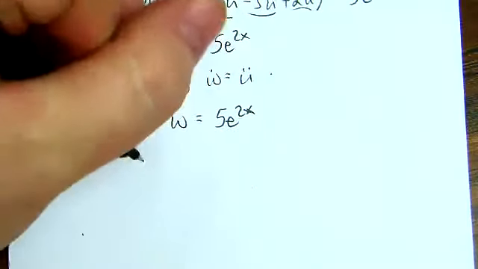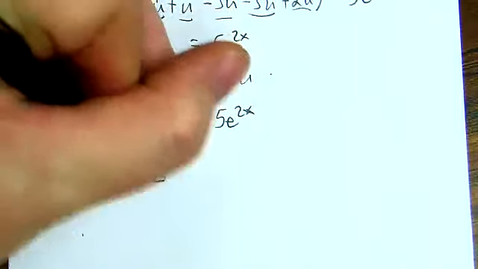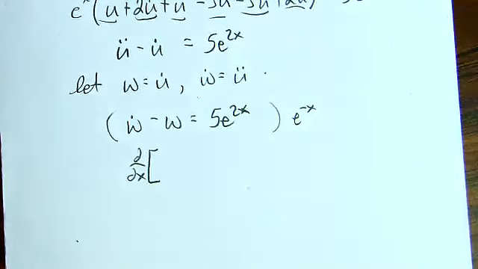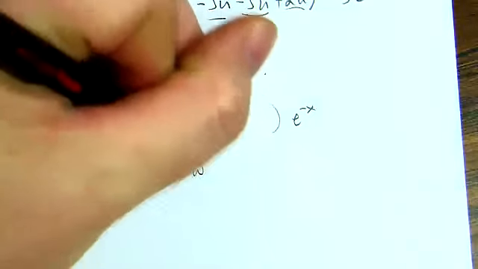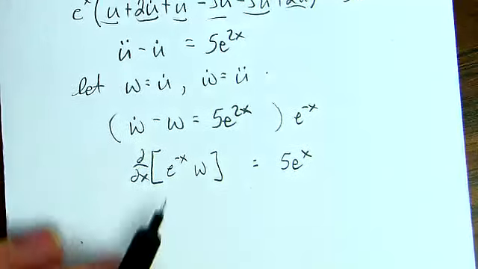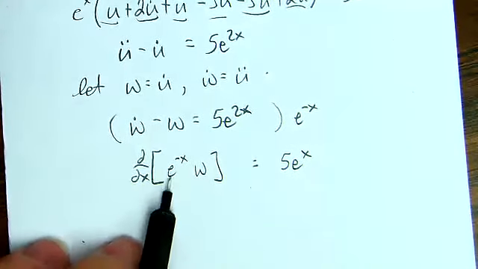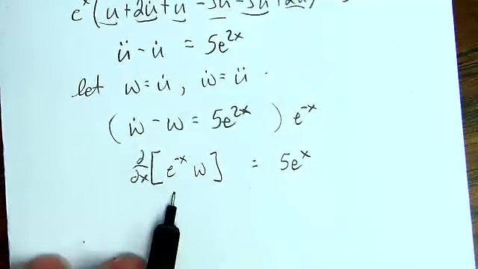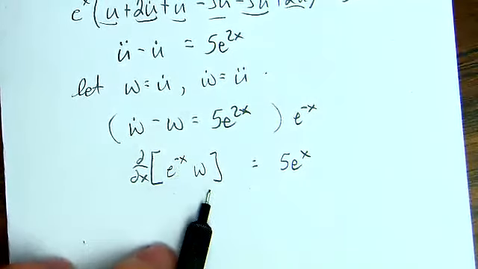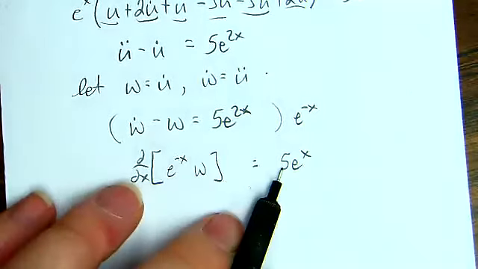I can use an integrating factor here. The left side is the derivative. If I multiply everything by e to the negative x, the left side becomes the derivative of e to the negative x w, and that's equal to 5e to the x. Let's double check this. The derivative of the first times the second, e to the negative x w dot. Second times the derivative of the first, which is negative e to the negative x w. Okay, we're good.